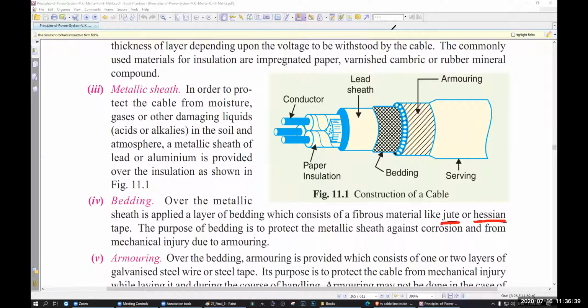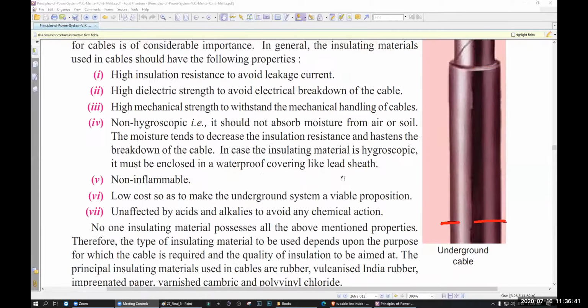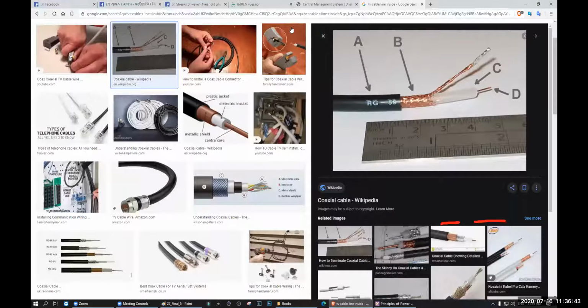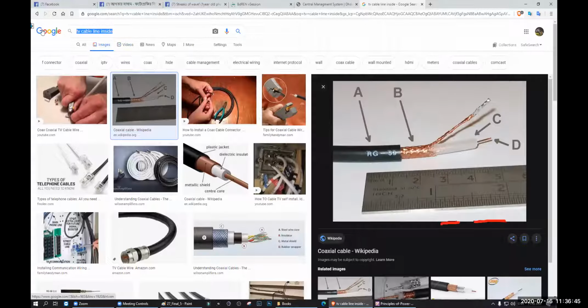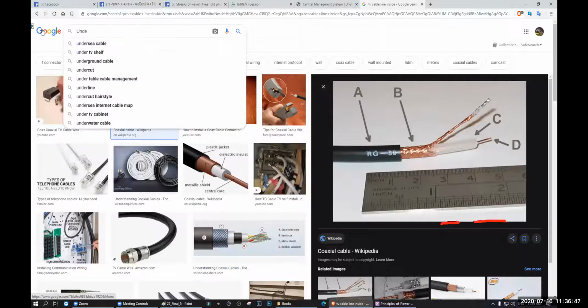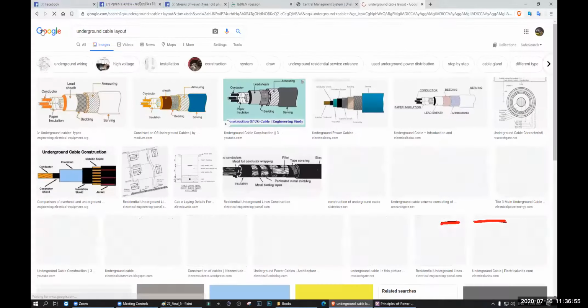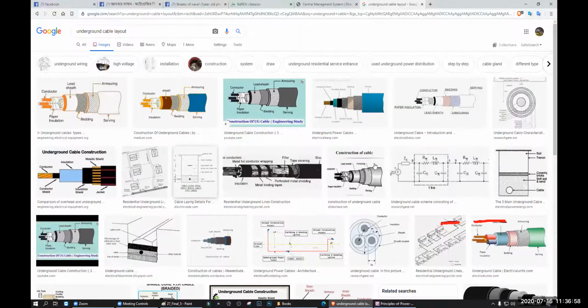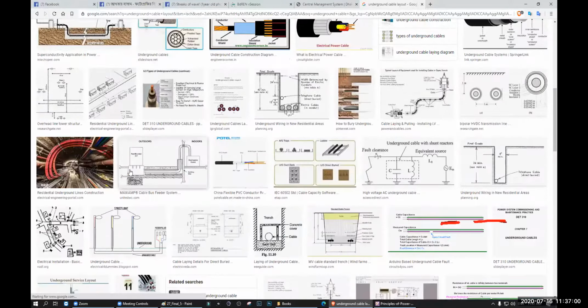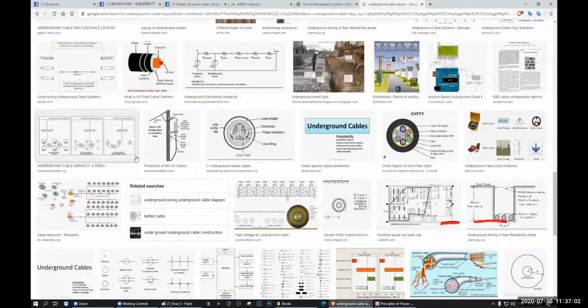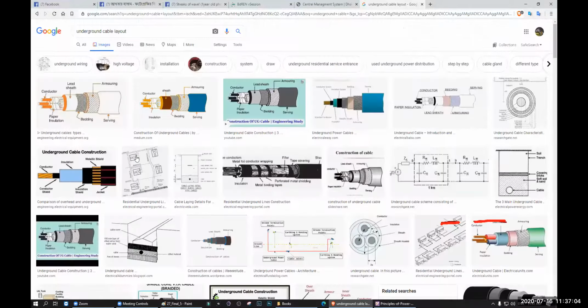Okay, let me show you a picture. Then you will understand. Not this picture. Let's search from Google pictures: underground cable layout, let's say cross section.